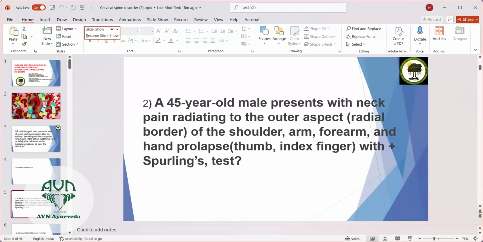A 45-year-old male presents with neck pain radiating to the outer aspect of the shoulder, arm, forearm, and hand with the Spurling test positive. We will discuss the Spurling test later. What is the diagnosis that we'll be able to answer at the end of this session?